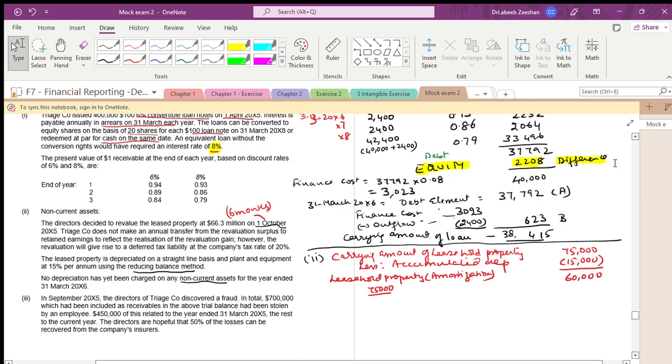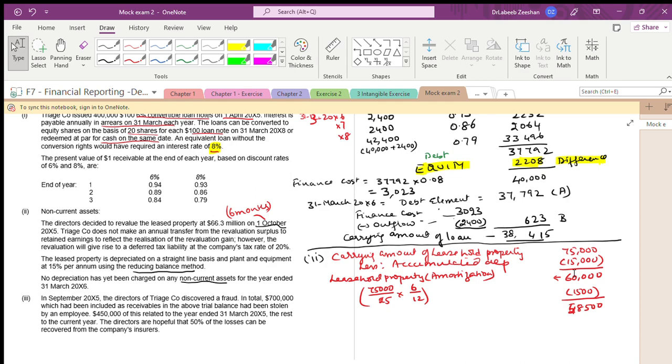How much is there? 75,000 divided by how many years? 25. 25 years into 6 months. How much will you get? 1,500. It comes to 58,500. Is it right? Carrying amount at revaluation.